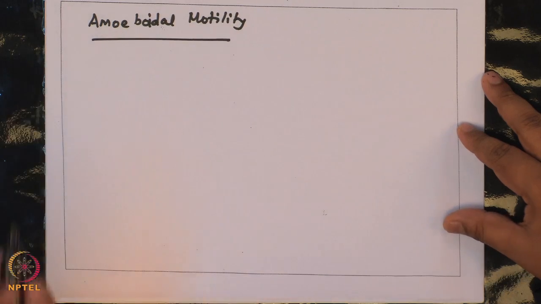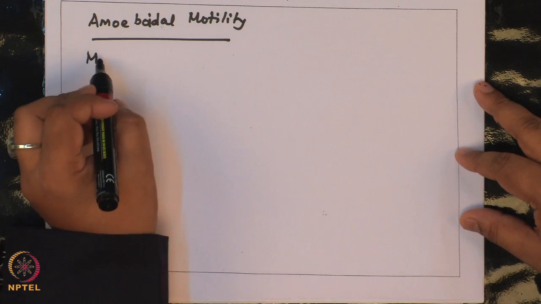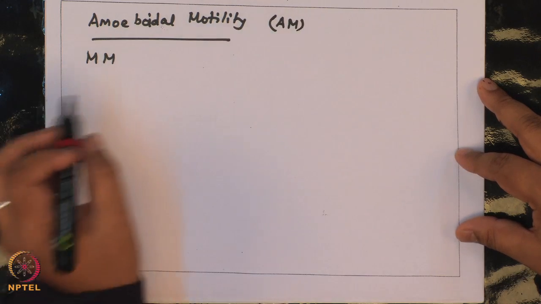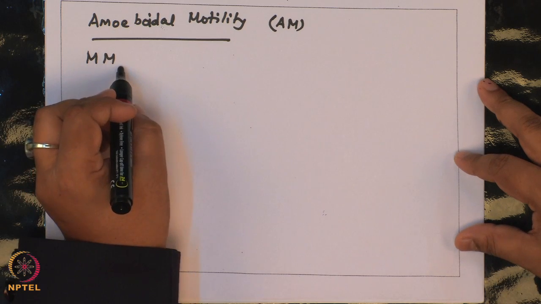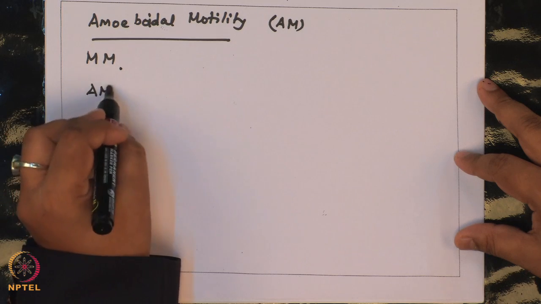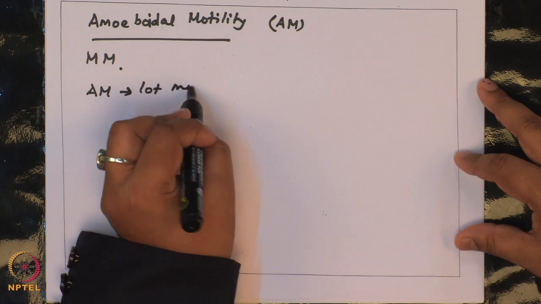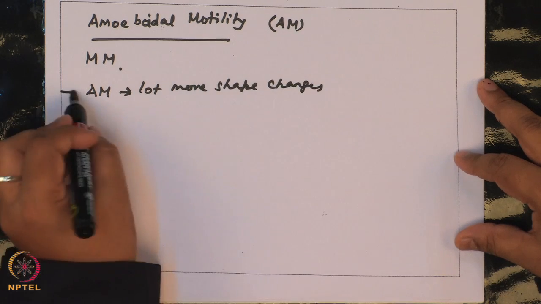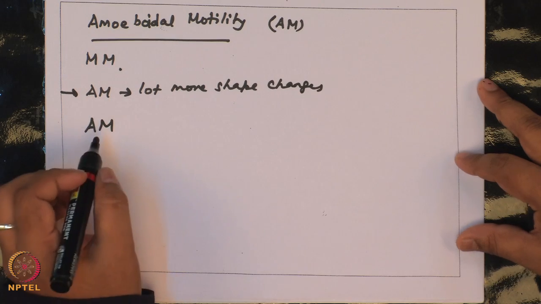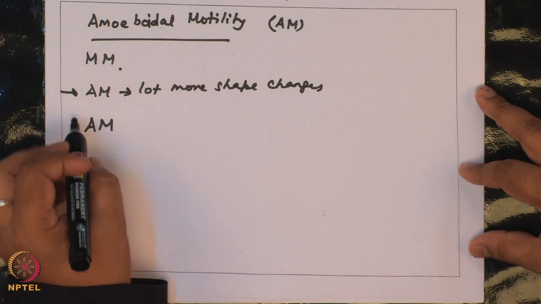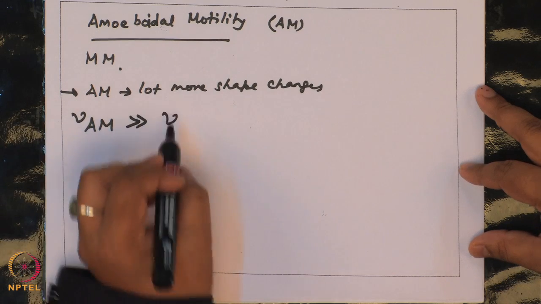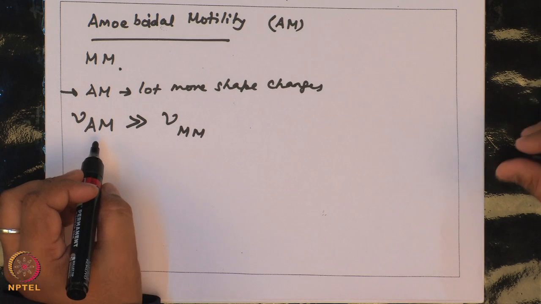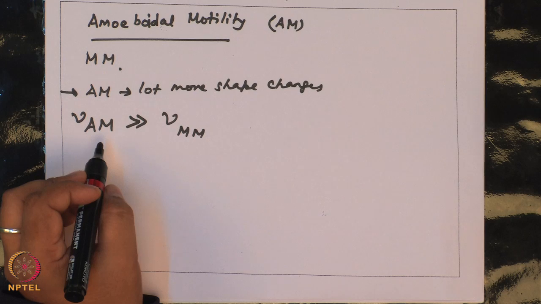Okay. So, compared to mesenchymal migration, so I am just writing MM, and this is AM. MM is adhesion dependent, while in AM you have a lot more shape changes. And amoeboidal migration is characterized by cell speed. So, VAM is typically much greater than VMM. In amoeboidal motility, cells might migrate 100 times faster than mesenchymal cells.